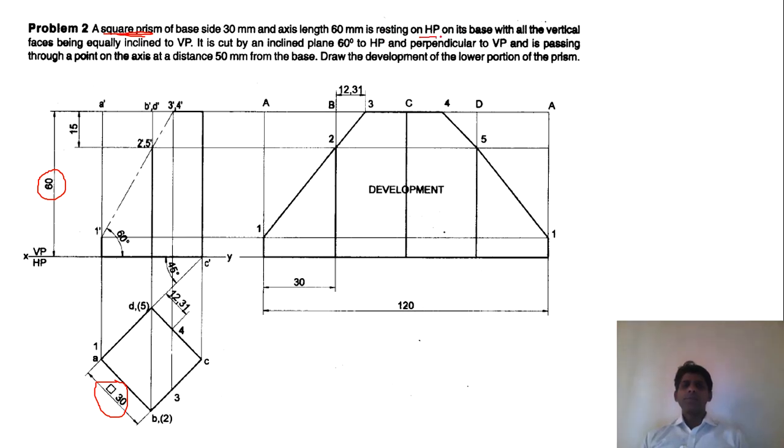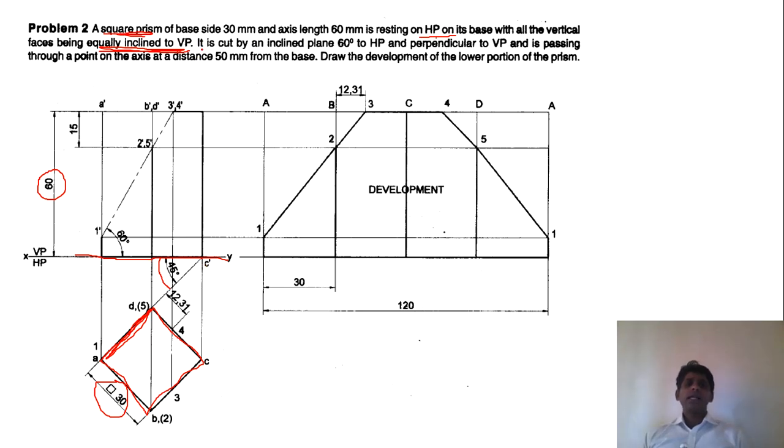It is resting on HP on one of its bases with all vertical faces equally inclined to VP. This statement means that all of the vertical faces have to be at 45 degrees. So you can see that this face here is at 45 degrees with respect to the XY line. So you have to draw one 45 degree line, and on this line you should construct this particular square, which is very simple, and we have done such problems in projection of solids.